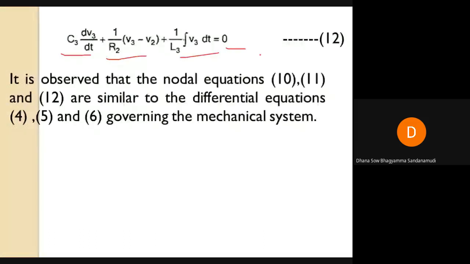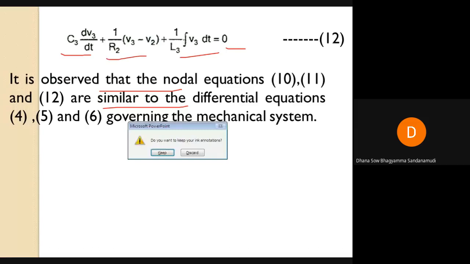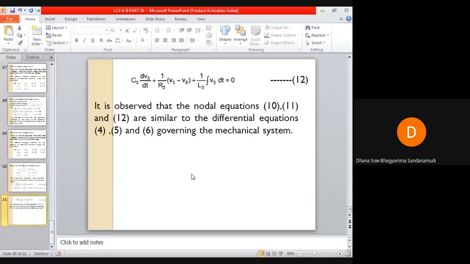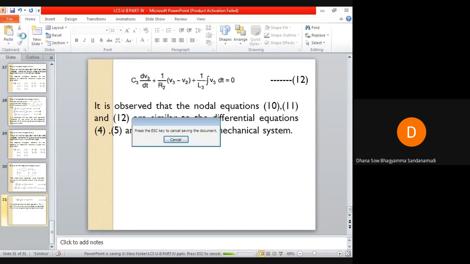Equate them with the mechanical equations, and you will observe that all these equations are similar to each other. If anybody has any doubt, you can ask. I am concluding this topic here. We will go for the next topic in the next class. If you have any doubts, you can unmute yourself and ask.